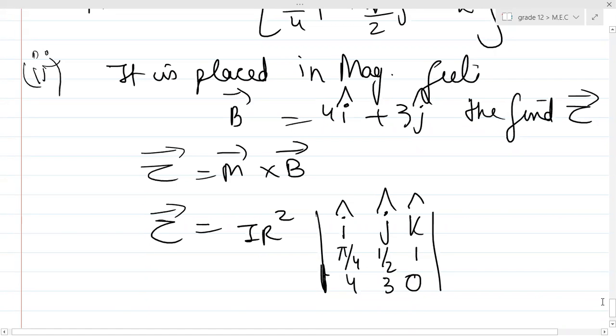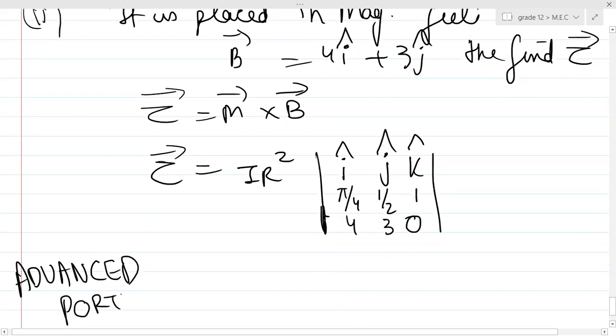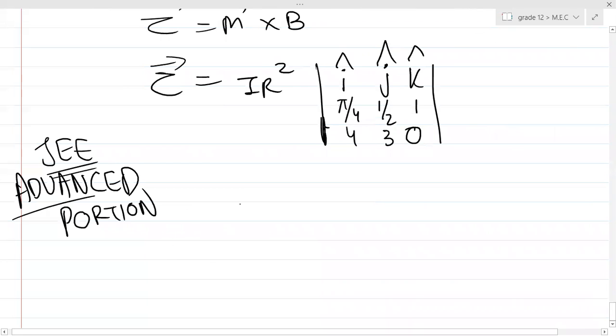चलिए, last heading. Let's write. This is advanced portion. Please remember. Not for NEET people, but still we are doing those.